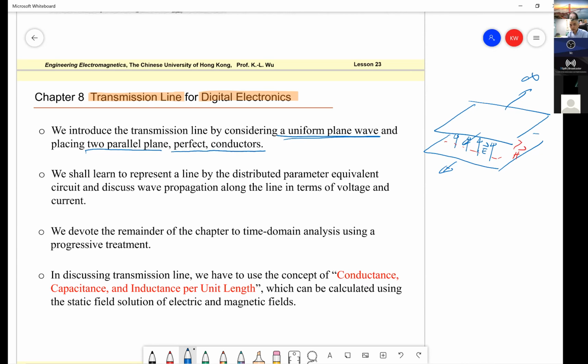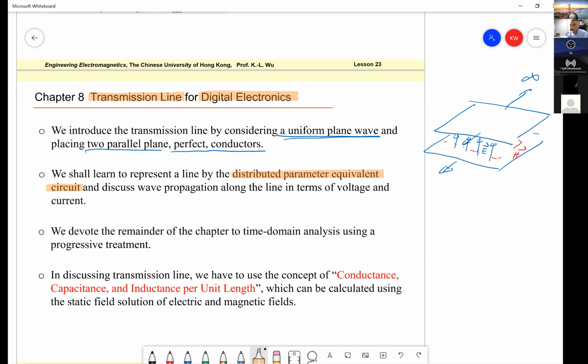But the important thing for transmission line that we need to discuss is called the distributed parameter equivalent circuit, okay? Once we understand the equivalent circuit, that really helps us to do the analysis, and we don't have to look at it from the field point of view, but can treat it as a circuit to make things simple. Okay, so this is what we are going to do.